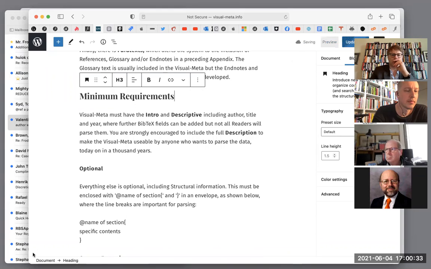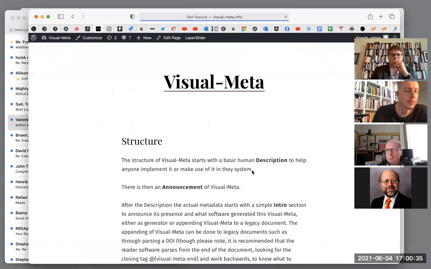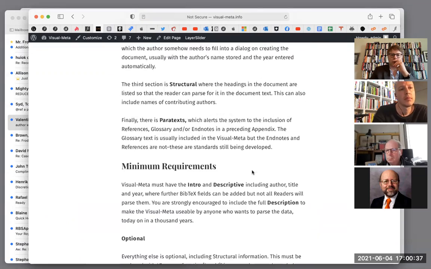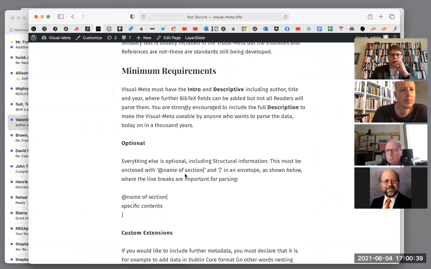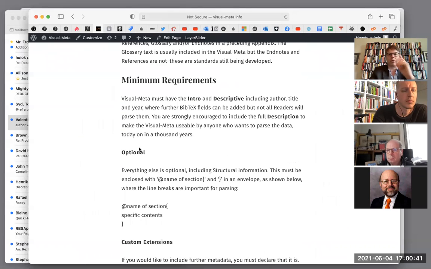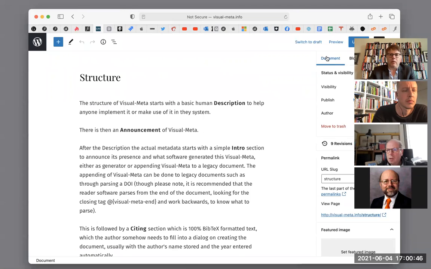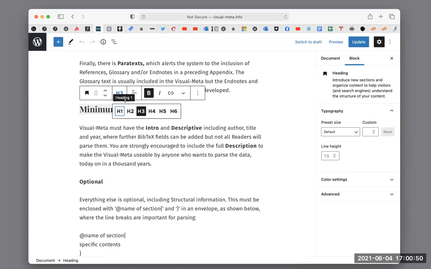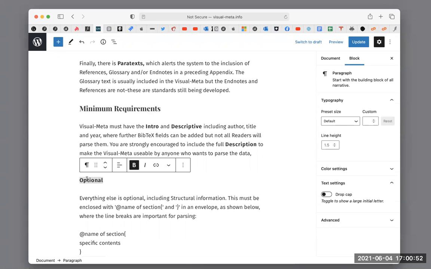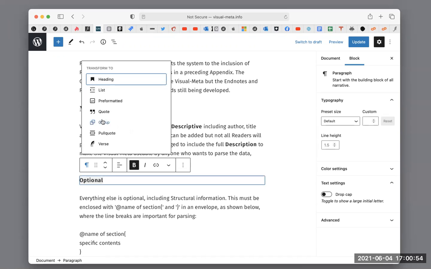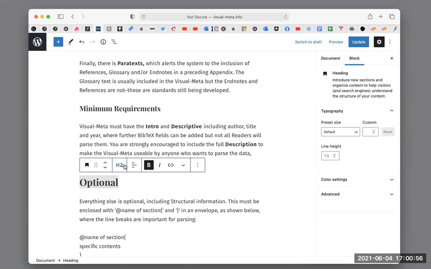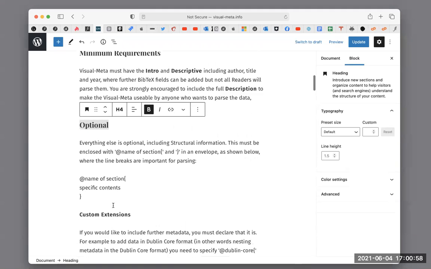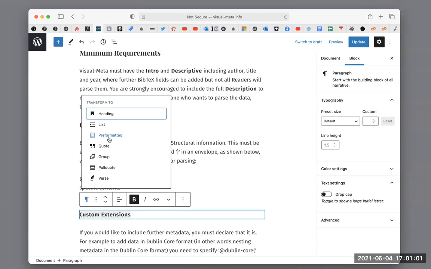I think I've done what you said. So structure, minimum requirements, optional. Oh, no, actually, that's a bit not logical. How about replacing minimum requirements with well-formed visual meta components, and then you can have minimum requirements at the same level as optional and custom.